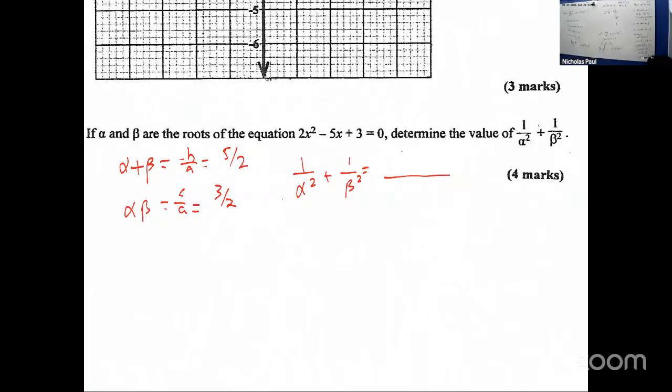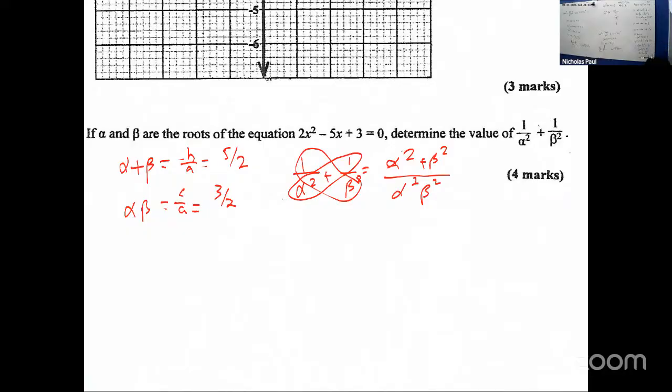Right, if you find the LCM, you'll get alpha squared beta squared. Right, and the numerator is what? The numerator is alpha squared by 1 plus beta squared by 1, which is alpha squared plus beta squared. Right, that is your numerator. Okay, you just have to find the LCM.